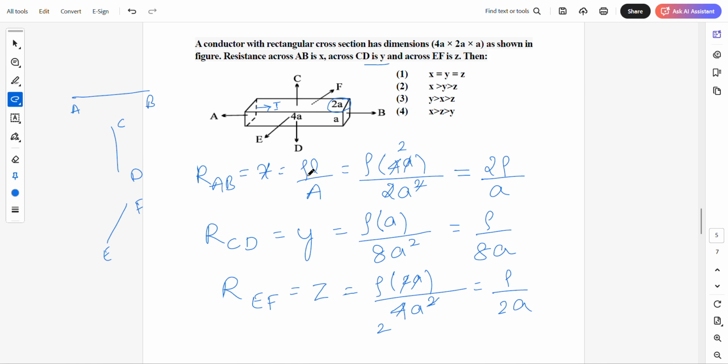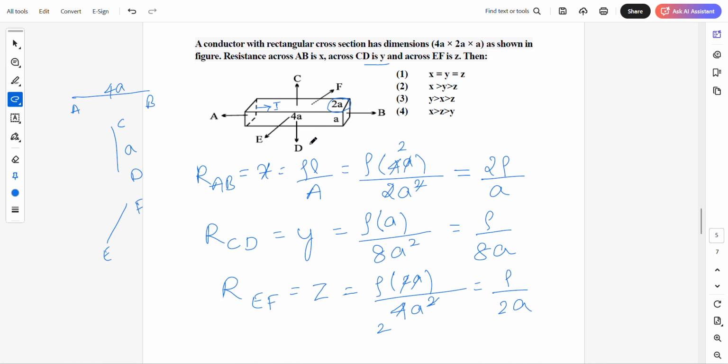Rho L by A. What is the length here? Length for AB you can directly write as 4A. Length is 4A, and what will be the area? Area will be A into 2A. And now for CD, what is the length? For CD, length is A. Understood? And what is the area? Area is 2A into 4A, that is 8A square.